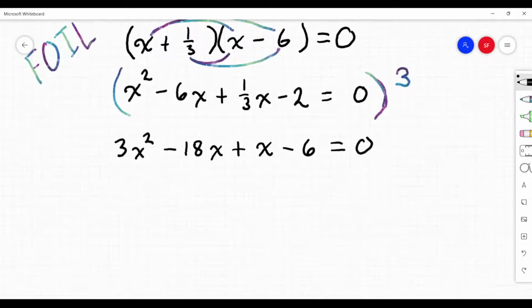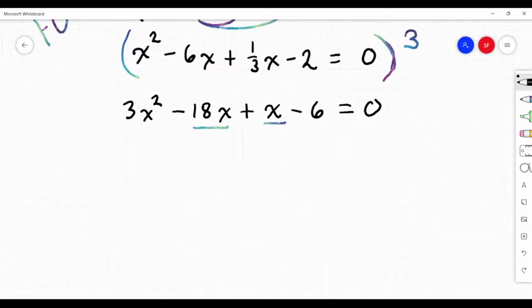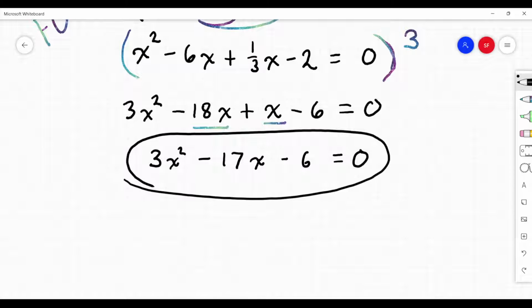So we can do one more thing to clean this up. What's that one more thing? Yeah, combine like terms. Okay, so we're going to bring down what we're not combining, right? So 3x squared, and then negative 18x plus x is? And then bring down our minus 6 equals 0. That's the answer.